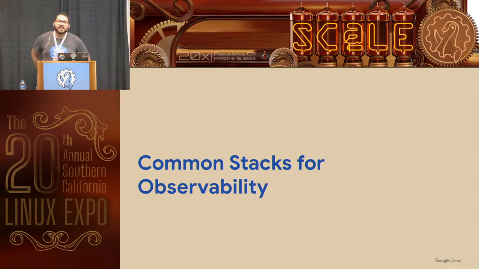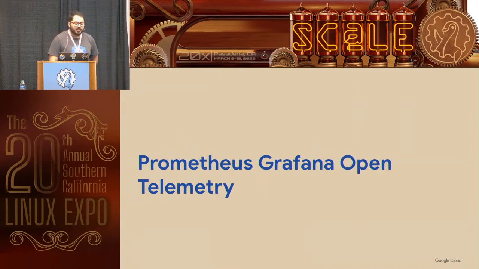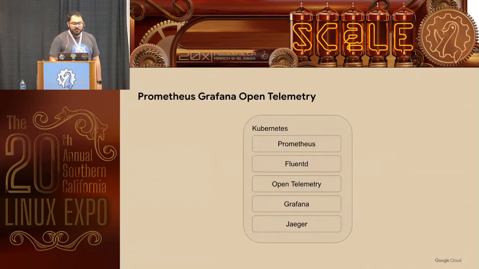For most use cases, you can pick a couple of common stacks that just kind of work. The most classic one would probably be Prometheus, Grafana, OpenTelemetry. Prometheus is probably the only common thing across all observability tools in Kubernetes. You have Prometheus collecting metrics, you send them off to Grafana, OpenTelemetry for traces, send them off to Grafana or Jaeger. It looks something similar to this.